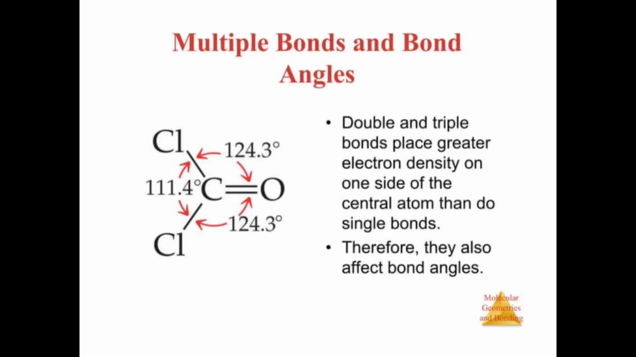Let's look at multiple bonds and bond angles. When it has multiple bonds, for instance, a particular compound can have a single bond and a double bond on it respectively.